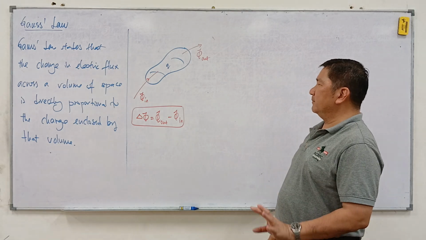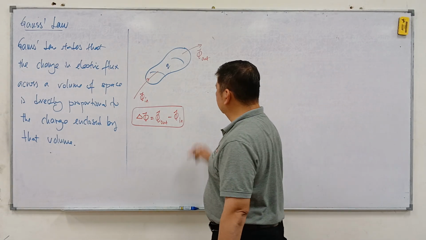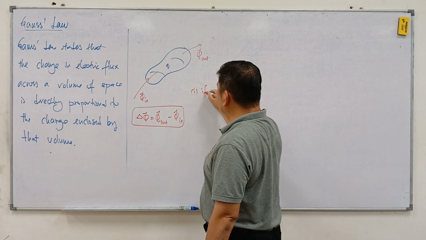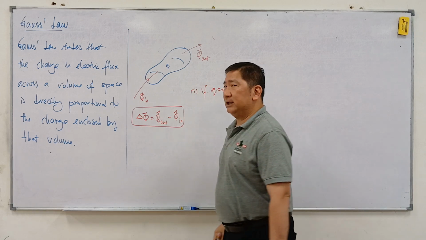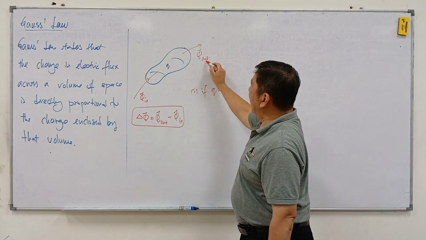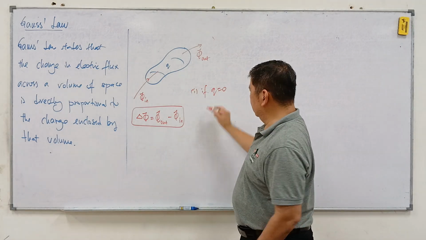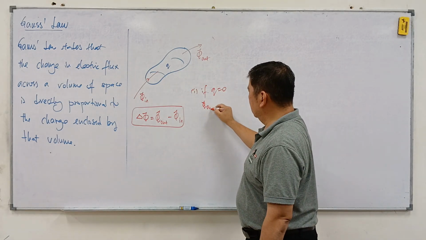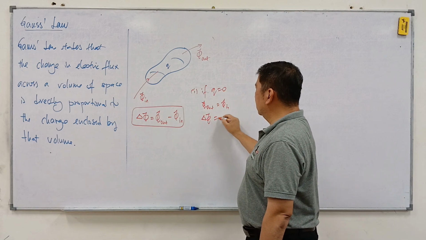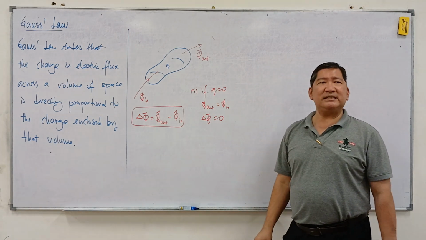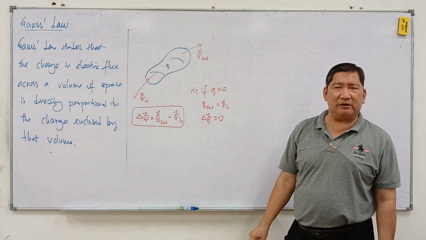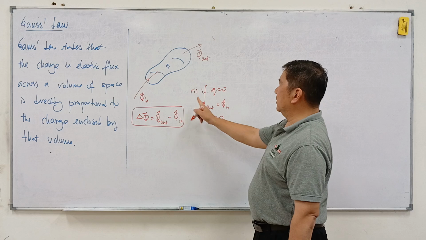Now there are three possibilities, right? Okay. So possibility number one is this. If Q is equal to 0, that means the object has no charge, then your phi out is the same as phi in. So what is the change? 0, right? The change will be 0. So that means the electric flux entering and coming out is the same. There will be no change in the electric flux. That one is number 1.